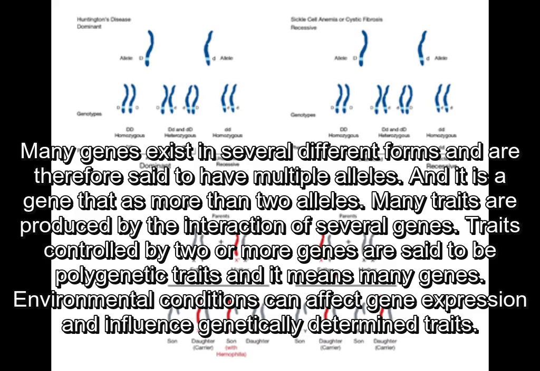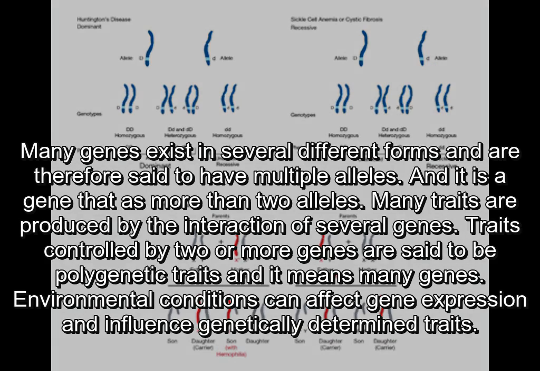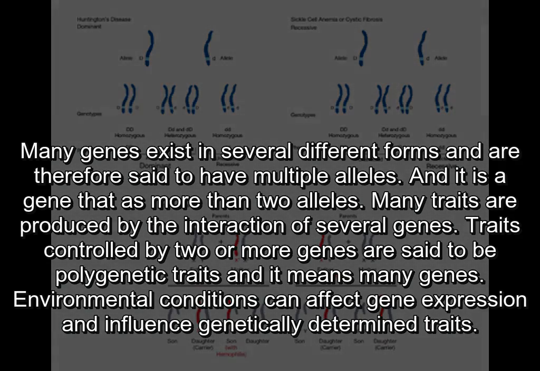Many traits are produced by the interaction of several genes. Traits controlled by two or more genes are said to be polygenic traits, which means many genes. Environmental conditions can affect gene expression and influence genetically determined traits.